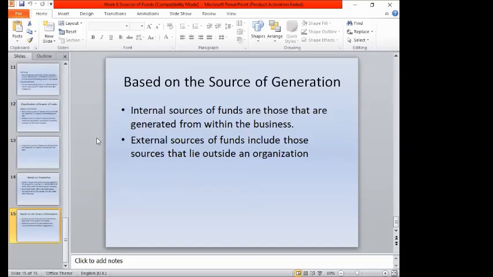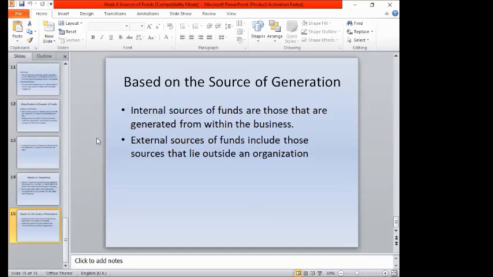And what about the classification of funds based on the source of generation? We have the internal sources and external sources. The internal source of funds are the funds generated within the business, and that is the profit itself, from the proper performance of the business.